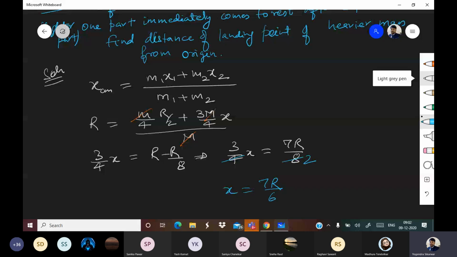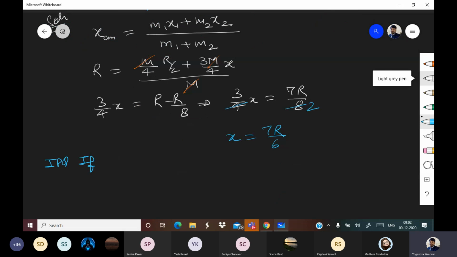If the heavier part immediately comes to rest, find the landing point of the lighter mass. Please find. You can do it very easily.